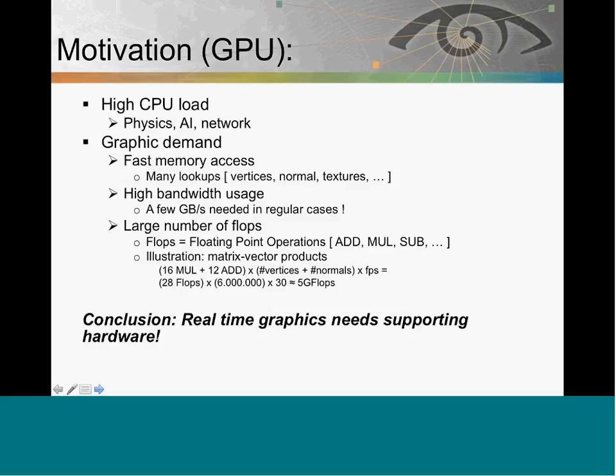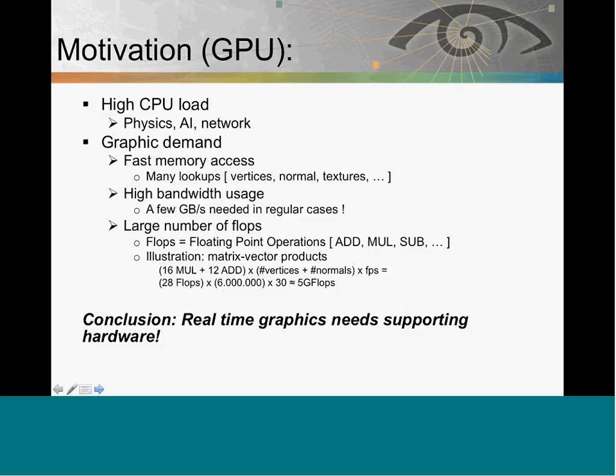So let's start with why we had this GPU hardware. We had the CPU, and applications like physics, artificial intelligence, and networks were the highly CPU-loaded applications. For graphics and visualization, we need fast memory access, because if you have vertices and normal structures, they need to be looked up in memory, and the CPU could not help in that condition.